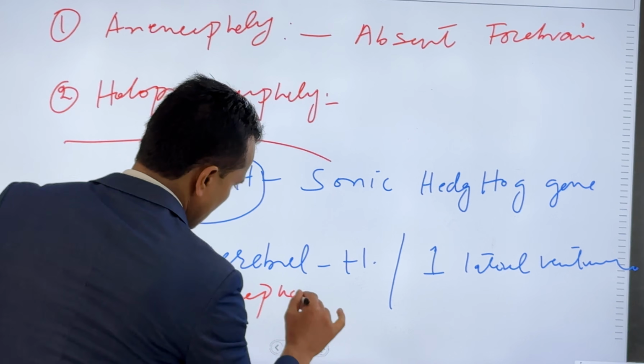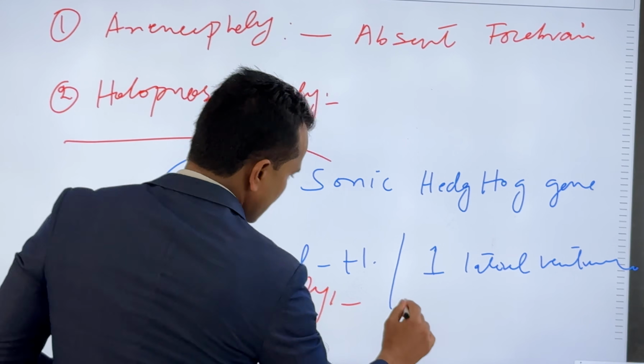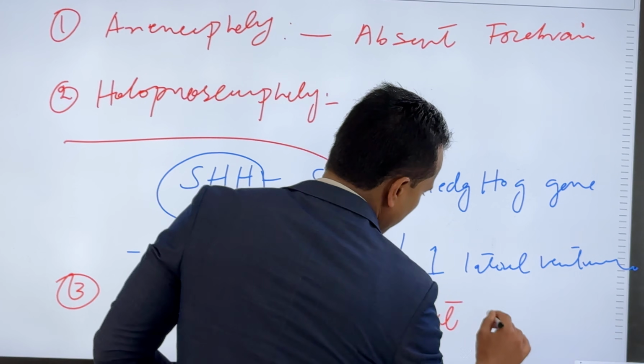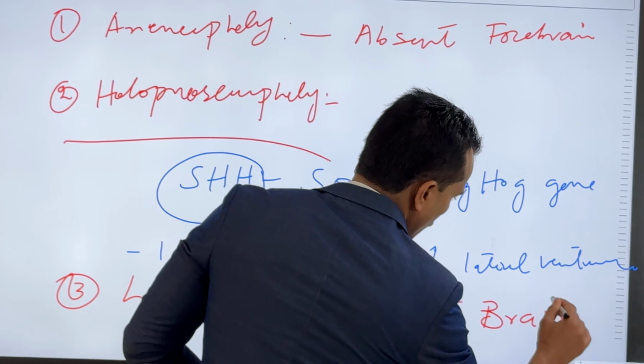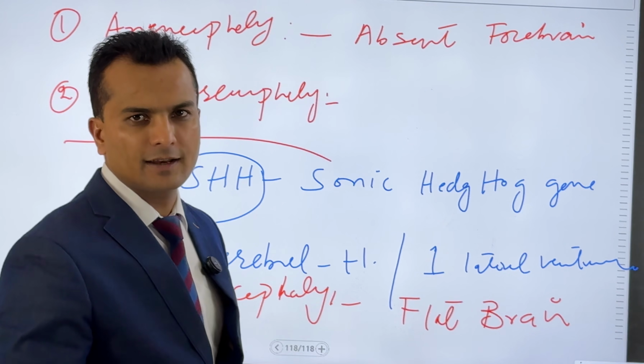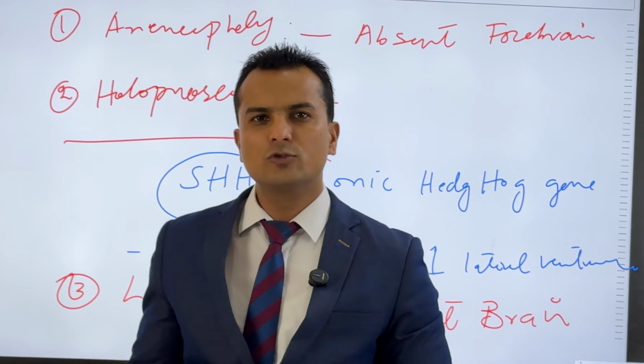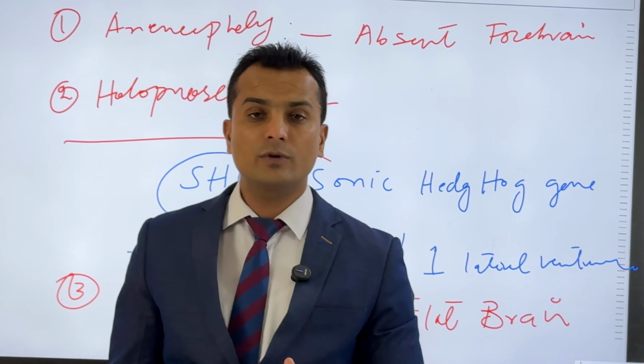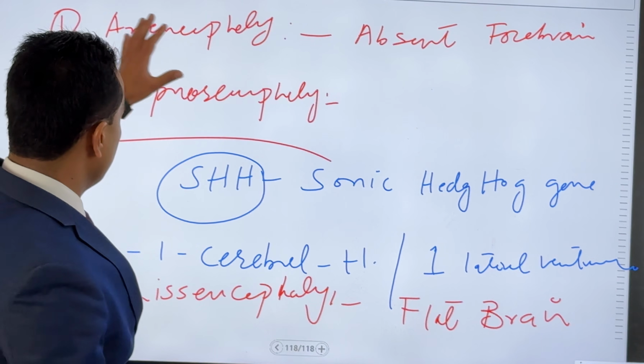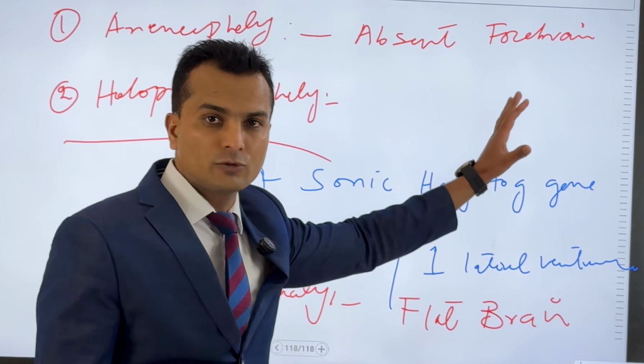So what is lissencephaly? In lissencephaly the brain is flat, a smooth brain, with no gyri or sulci, and this is due to a defect in neural crest cell migration. You have to understand these basic defects: anencephaly, no forebrain, absent prosencephalon.